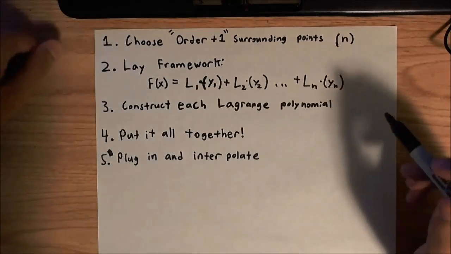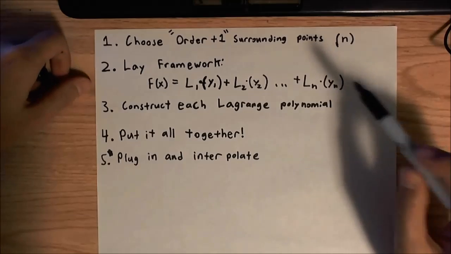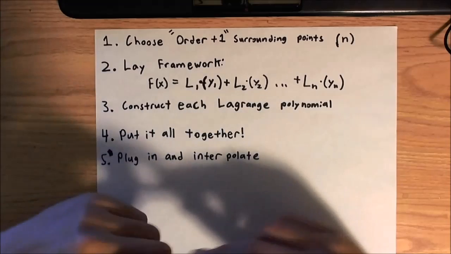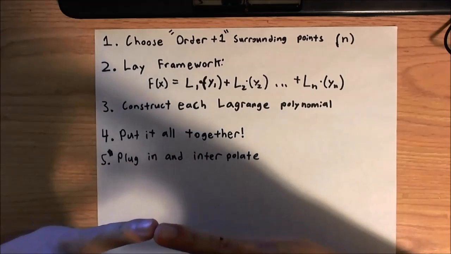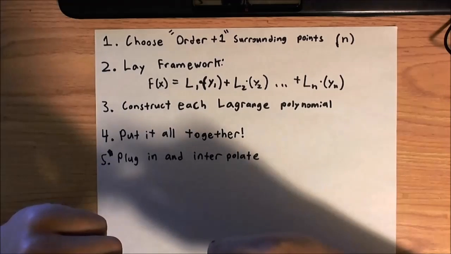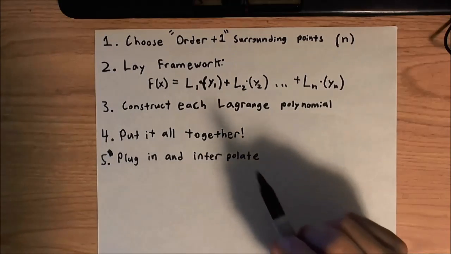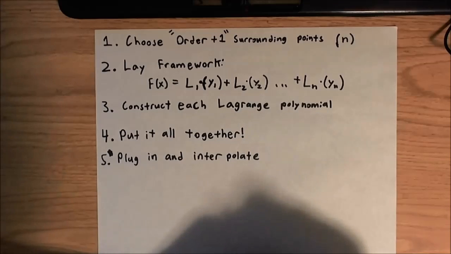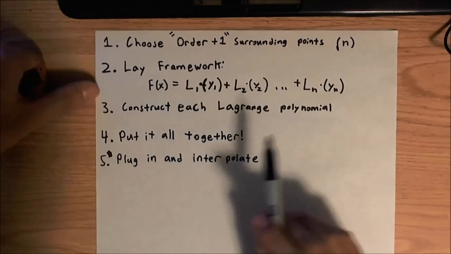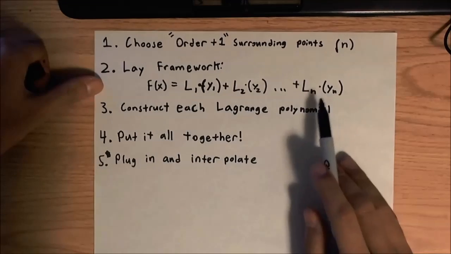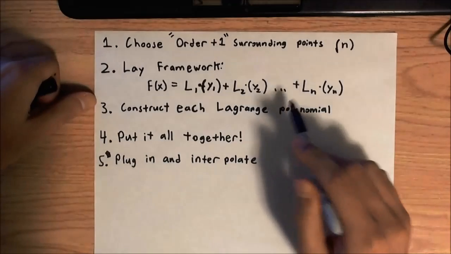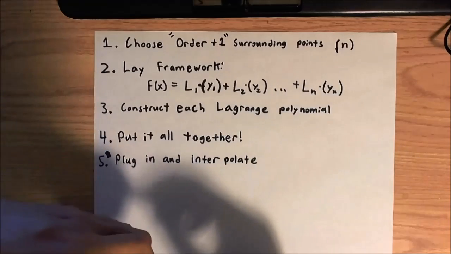First, the order must be chosen, and after that, order plus 1 surrounding points must be chosen. So if you are a second order interpolating polynomial, you would choose the 3 closest points to the value that you're interpolating for. After that, a framework can be laid for the overall interpolating polynomial, stating that the function that you're creating will be equal to order plus 1 terms up to your last y value.